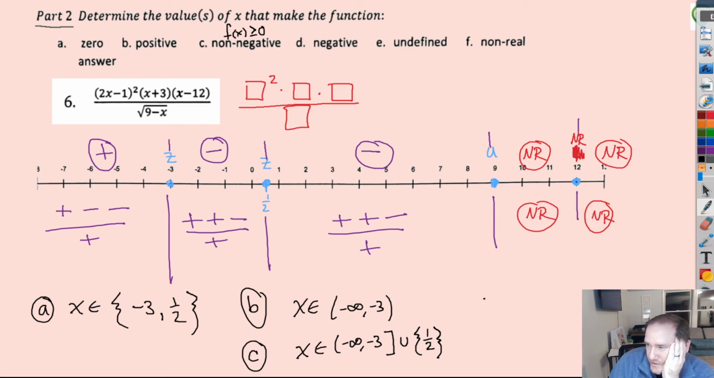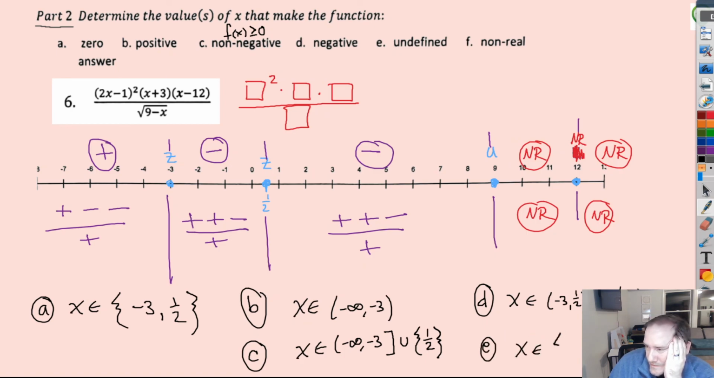Now for D, they just want to know, when are we negative? So you just give the two negative intervals. It'll be x is an element of -3 to 1/2, and also 1/2 to 9. Is that it? Yeah. And again, we can't just go from -3 straight to 9, because 1/2 is a 0. We're trying to be strictly negative. So 1/2's not part of our solution set, so you'd have to do two separate intervals where 1/2 is not included in either. For part E, they want to know, when are we undefined?